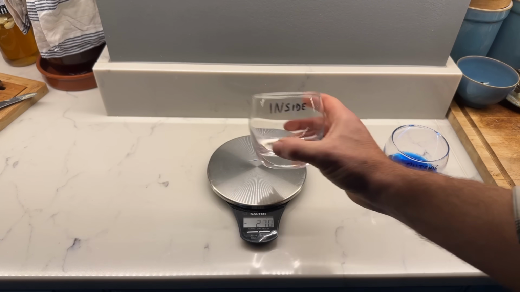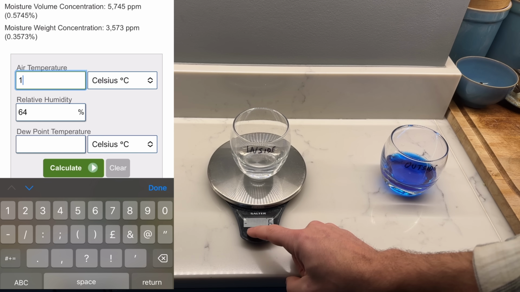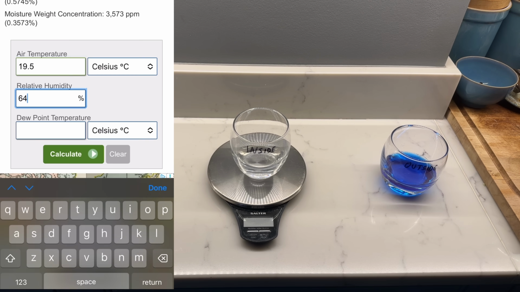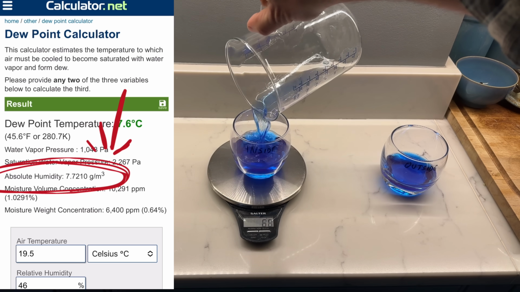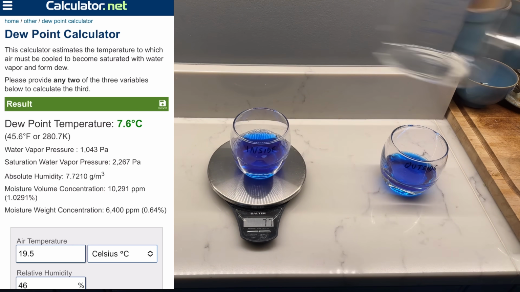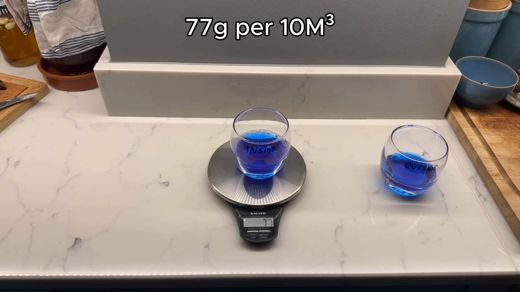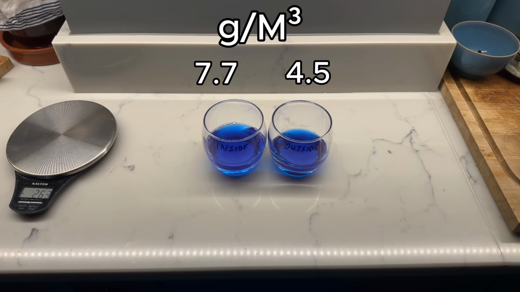Now let's do the same for the inside air. 10 cubic meters of inside air. Now we're going to add how much water is in our 10 cubic meters of inside air. 77 grams. So 77 grams per 10 cubic meters, which is the same as 7.7 grams per cubic meter. Let's look at the difference between the two.